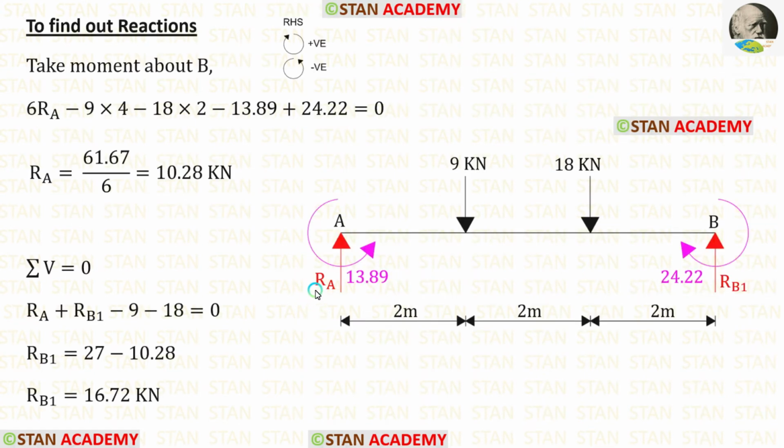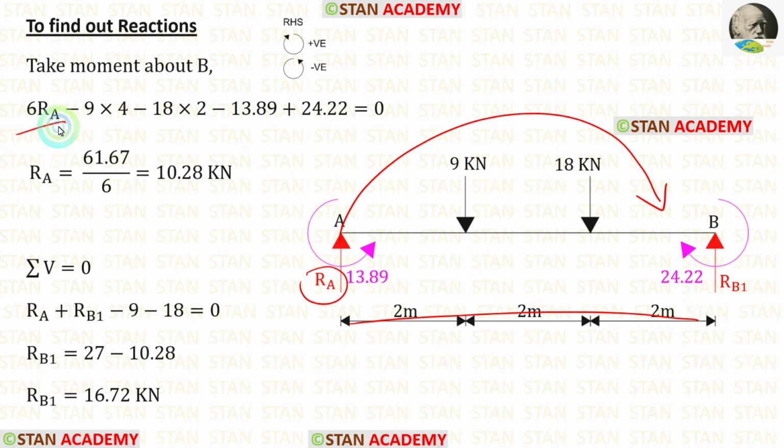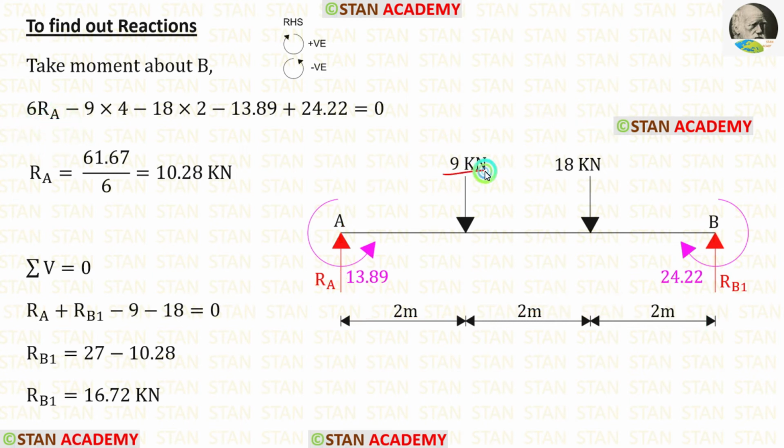In this span, first let us find the reaction RA. For that, let us take moment about B. In this case, we are moving towards the right hand side. Clockwise will be positive and anticlockwise will be negative. RA is acting in the clockwise direction. So that will be positive and the distance is 6. So 6 RA. The point load 9 kN is acting in the anticlockwise direction. So it will be negative and the distance is 4.